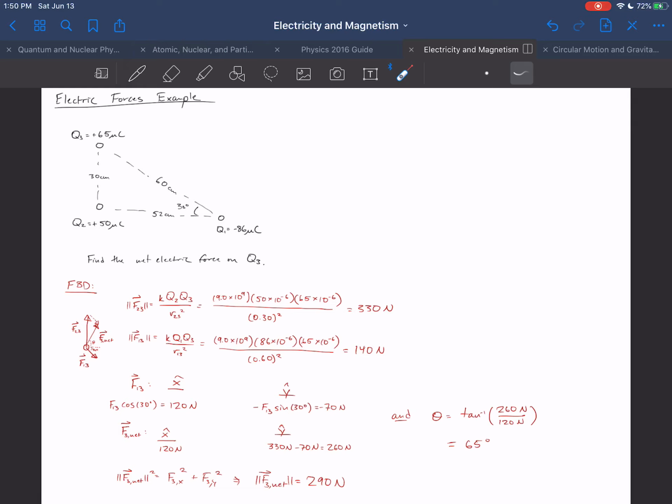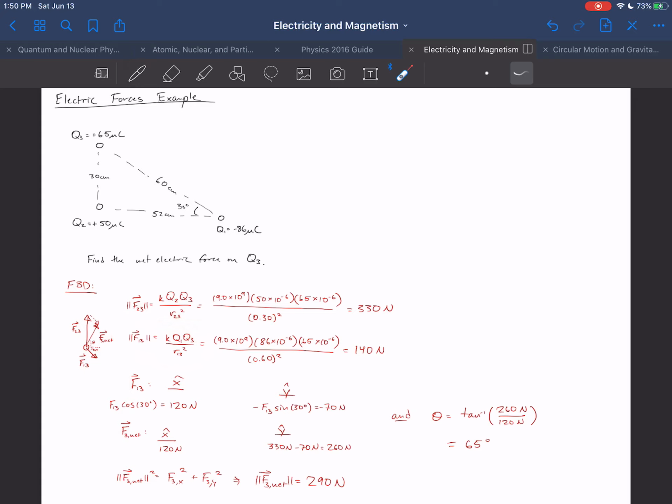And then the net force is F3 net, shown with a simple diagram of the vector sum. So we are looking for the magnitude and direction of F3 net. Okay, so how do we get that? Well, let's first calculate the magnitudes of F by 2 on 3 and F by 1 on 3. We do that by applying Coulomb's law, as shown here, kQQ over r squared.